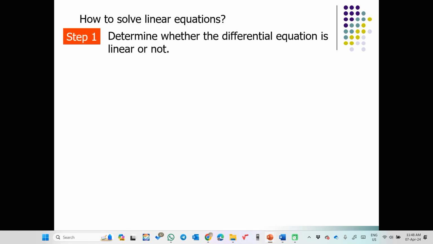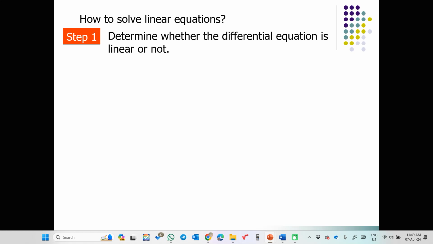The second easiest method is homogeneous. For the linear equation, we need to use the integrating factor, which I will explain later. But if the question asks you to use a specific method, you need to follow the question.